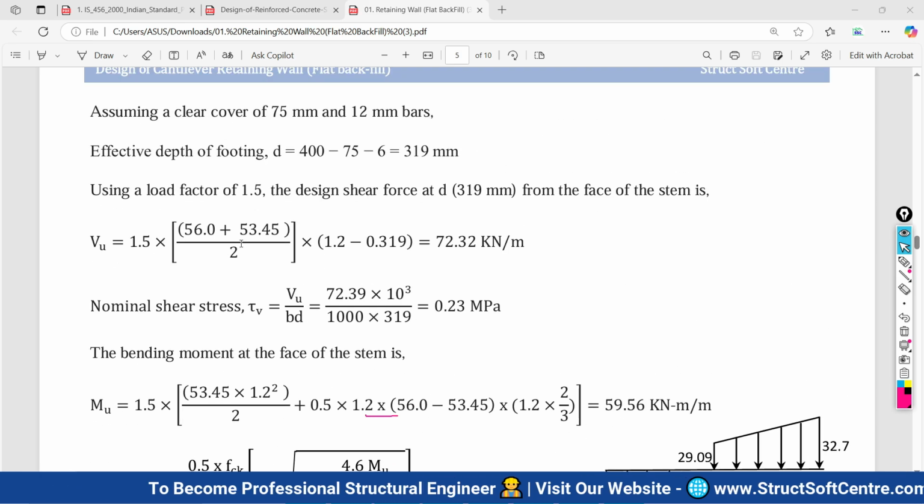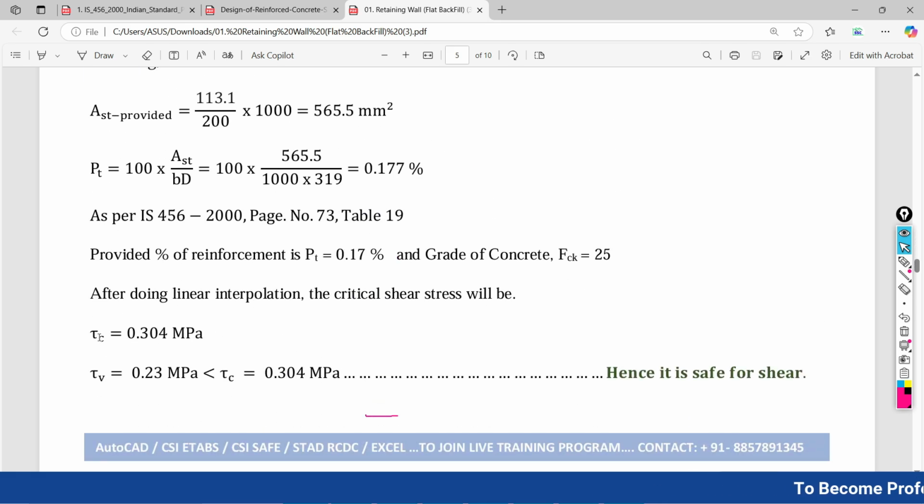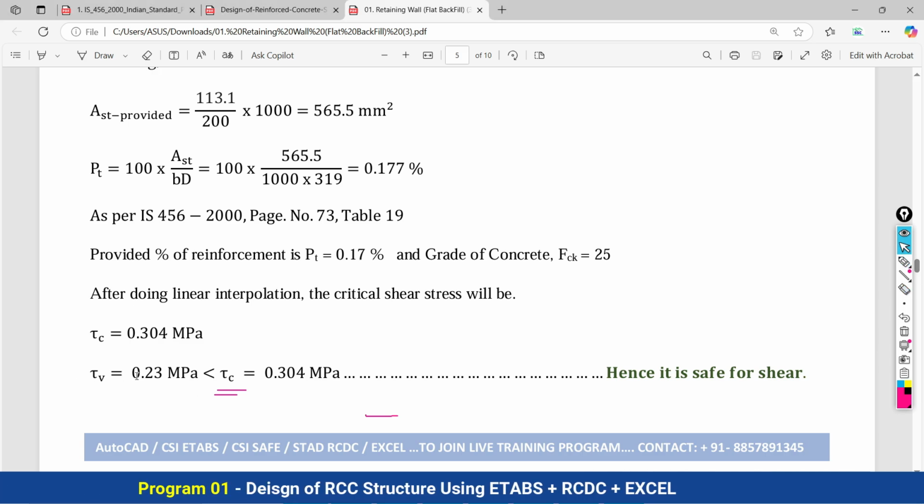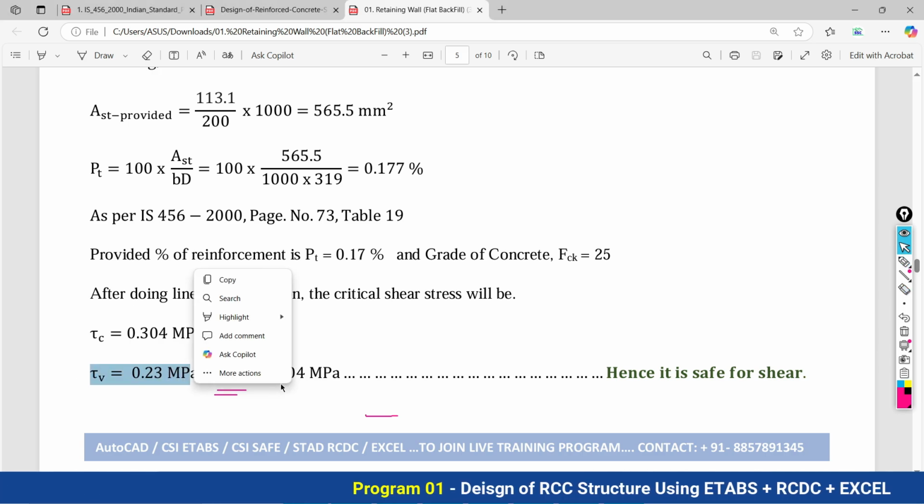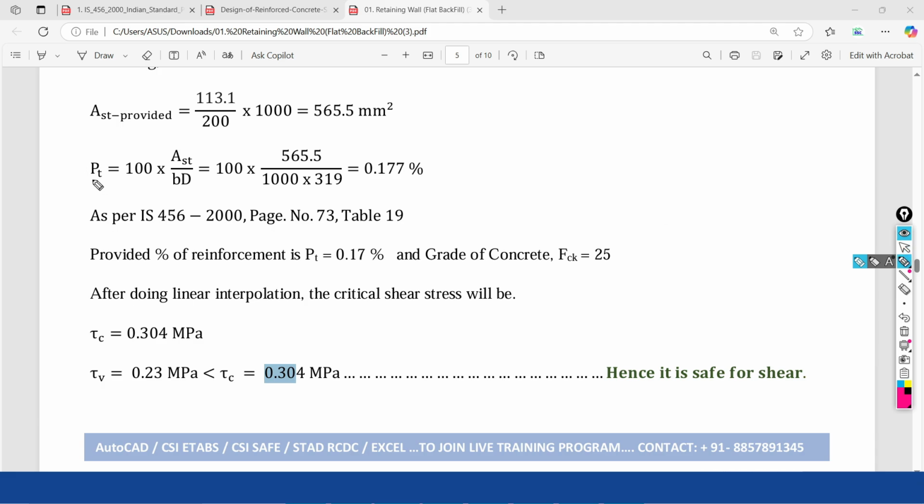So finally we would like to calculate the critical shear resisting capacity. As we have already calculated the nominal shear as 0.23, we have to compare the nominal shear and the critical shear after calculating. So if your nominal shear is less than your critical shear, then we will say that our design is safe for shear. And if you are getting your nominal shear more than your critical shear, then we will say that it is needed to revise the design.